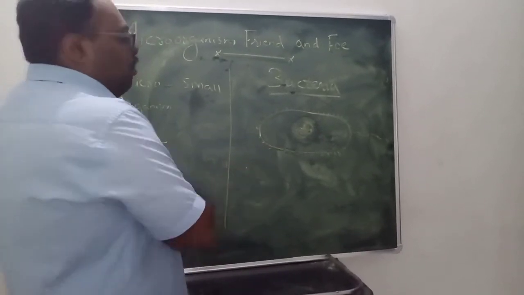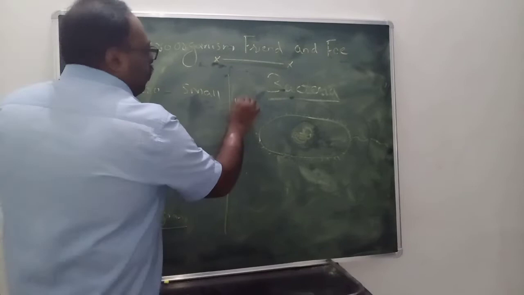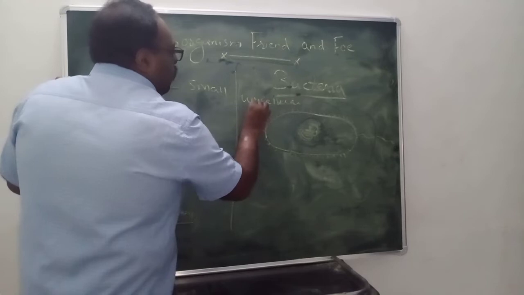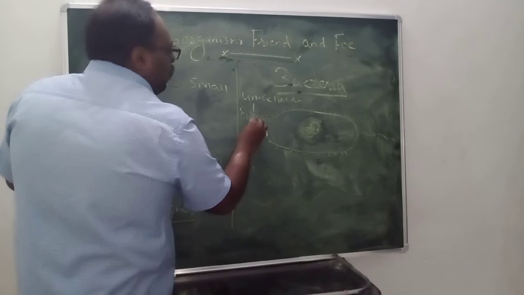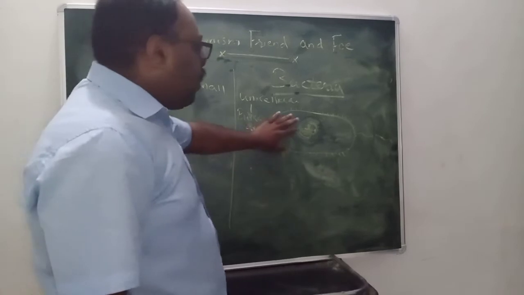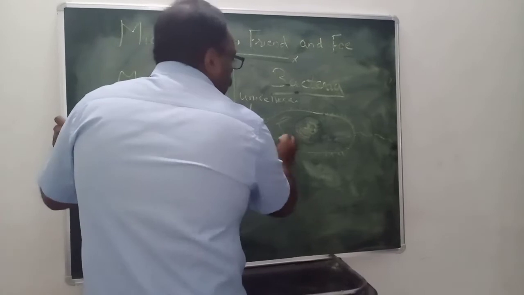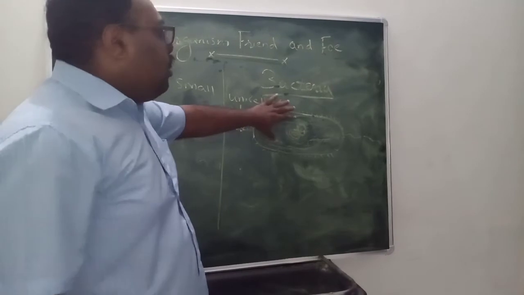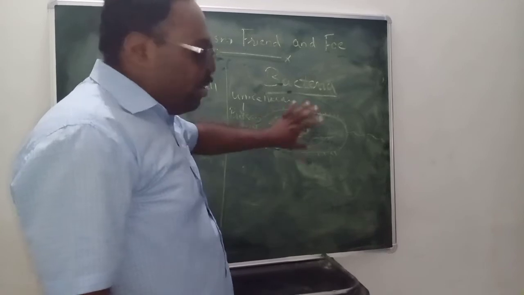Since there is no covering around it, these unicellular bacteria are called prokaryotes. This is just for your information. We will study in another chapter how they look. They are filled with living plasm inside, and they do all the functions they need: taking food, understanding the environment, everything they have.